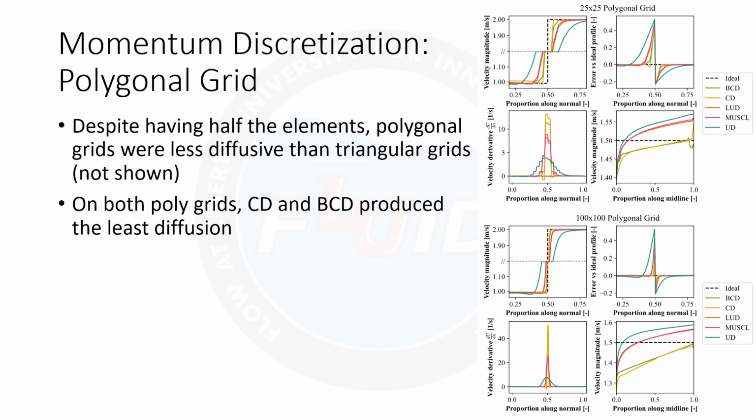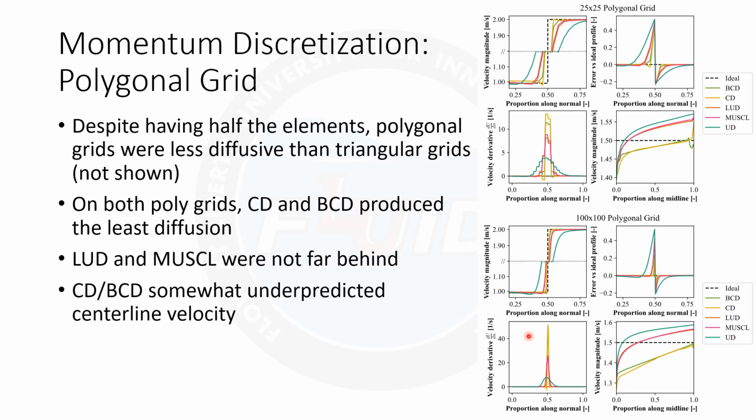On both the grids, the coarse grid on top and the finer grid on the bottom, we saw that again, the central differencing and bounded central differencing schemes produced the least diffusion, with this square profile being best approximated in both cases, and the maximum gradients resolved being the greatest. We did find that linear upwind differencing and MUSCL were not far behind, although QUICK was not considered due to not being applicable to a polygonal grid.